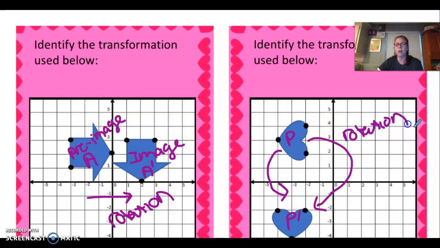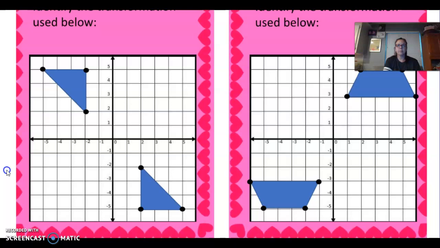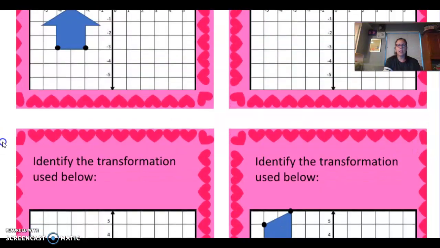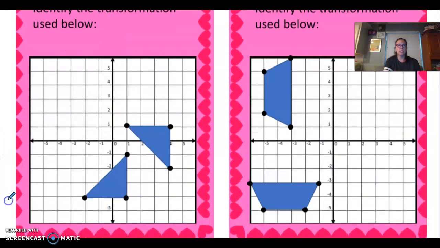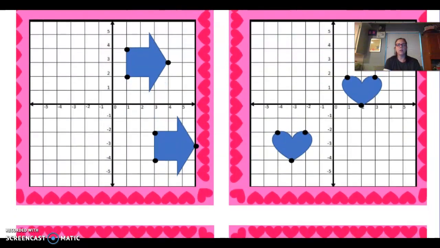So I just want you to kind of follow along. You do not have to draw these out or anything, just follow along. Now I want to pick a different one than these. These are all rotations. Okay, so let's look at these two arrows.